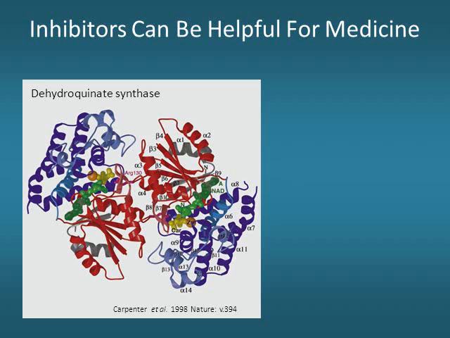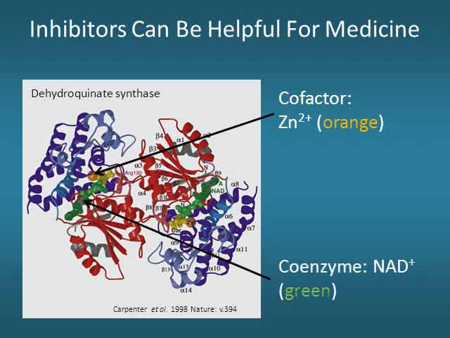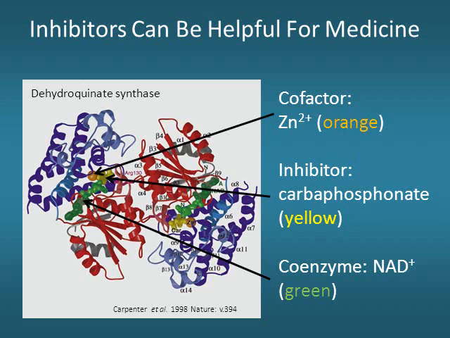Now, inhibitors are important tools in the design of medicine. Here again, a very complicated enzyme, dehydroquinone synthase, which is an enzyme involved in amino acid production in bacteria that is not in our bodies ourselves. And we can see a number of things bound to this enzyme. Inorganic ions, organic molecules, things called cofactors and coenzymes. But here is where the actual reactant would go, the substrate. And this, what you see bound here, is the inhibitor, carbophosphonate in yellow. And of course, the binding of the inhibitor prevents this whole enzyme from functioning and creating the amino acid.